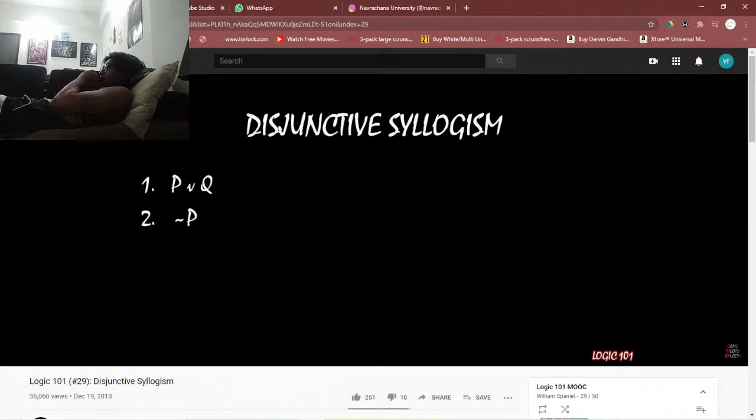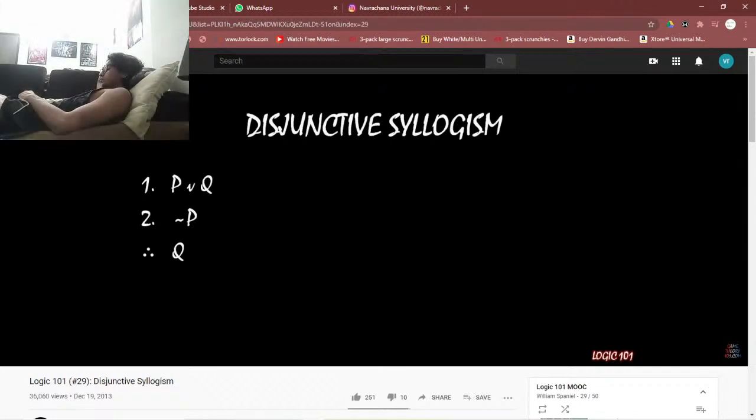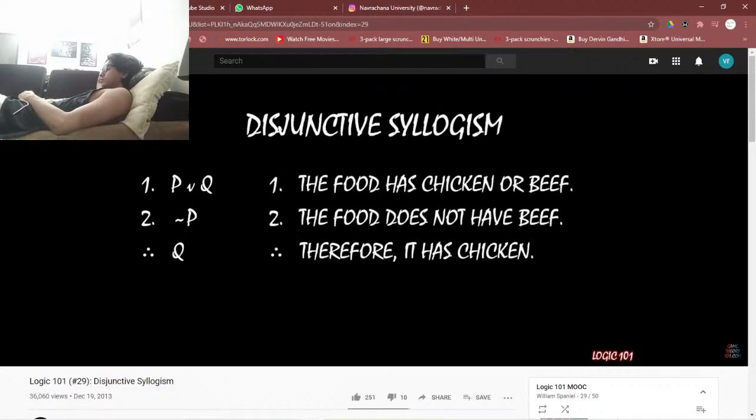Doesn't matter. And the second premise that we need is the negation of one of the two elements in the disjunction. So here that's not P. And if we have those two things, we can conclude that the other half of the disjunction is true, so Q. So to recap, disjunctive syllogism tells us if we have P or Q and not P, then therefore Q. To understand how this works, it might help to see an example, but this is very straightforward. Imagine that the first premise was the food has chicken or beef, and the second premise was the food does not have beef.